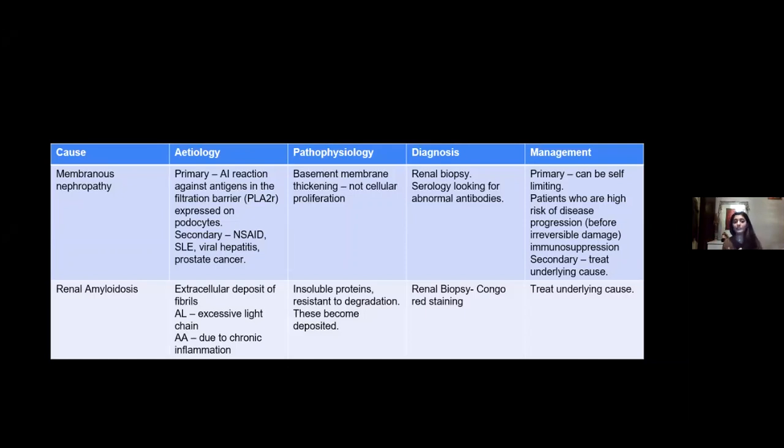A type of amyloidosis is due to chronic inflammation. So if there's chronic inflammation going on in the background of the body, these can get deposited into the glomerulus membrane as well, and this will lead to our symptoms of nephrotic syndrome. This is also diagnosed by renal biopsy and Congo red staining specifically. But again, if there's a history of amyloidosis and we develop these symptoms, then you can piece the picture together in that way. And again, we treat the underlying cause of the amyloidosis.